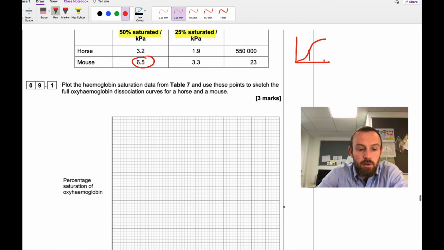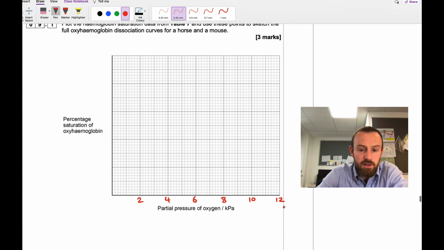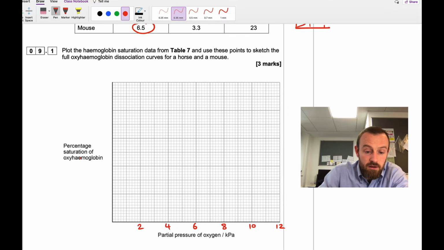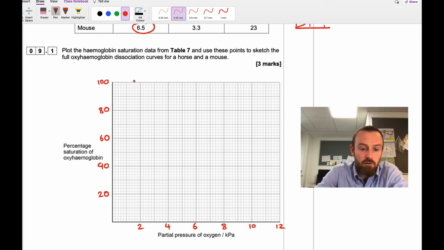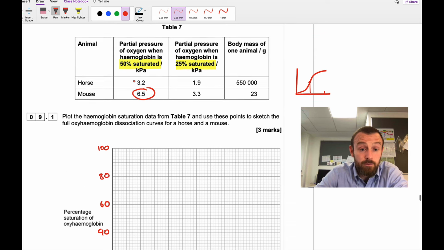All right. Percentage saturation of oxyhemoglobin. This is more simple. This is just going to go to 100%. So that's probably going to go 20, 40, 60, 80, 100. Notice that when I'm doing this, I kind of trial it out before I write anything. I'm going like 20, 40. I'm just checking in my head that it's all going to fit. You should always do that. Don't just start writing. Check with your pen or pencil before you start writing it down. So that's the scale done.